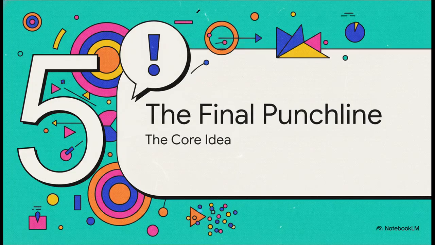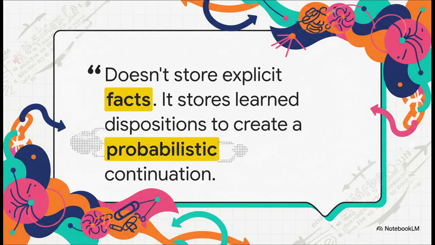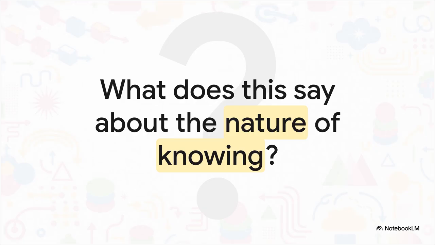But let's go one step further. Can we boil all of this down to its absolute essence? After everything we've talked about, what's the one thing you really need to remember? Let's get to the final punchline. So, if you walk away with just one thing today, let it be this. There are no facts stored in an LLM. There are no sentences just sitting there. There are only learned dispositions. These are just tendencies for the network to behave in certain ways when it sees certain patterns. And it uses those tendencies to generate the most probable next word for whatever you give it, literally building meaning on the fly. And that leaves us with a pretty fascinating final thought, doesn't it?